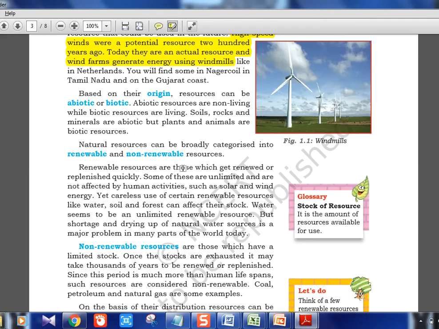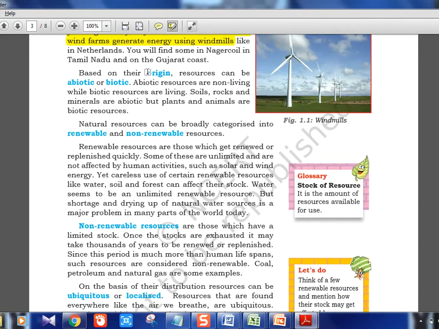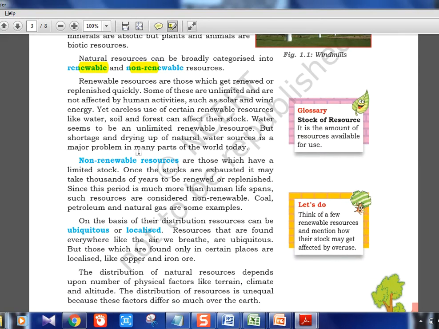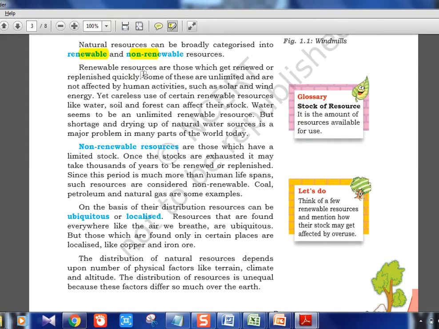Okay, based on the origin, again they are classifying it as abiotic and biotic. You know this environment concept. Abiotic means non-living and biotic means living. Okay, and natural resource, again renewable, non-renewable. These are different ways in which you can classify resources. Okay, because we have limited resource around us, but unlimited varieties of resources. Okay, so stock of resource is the amount of resource available for us. So it's just again a term, stock.